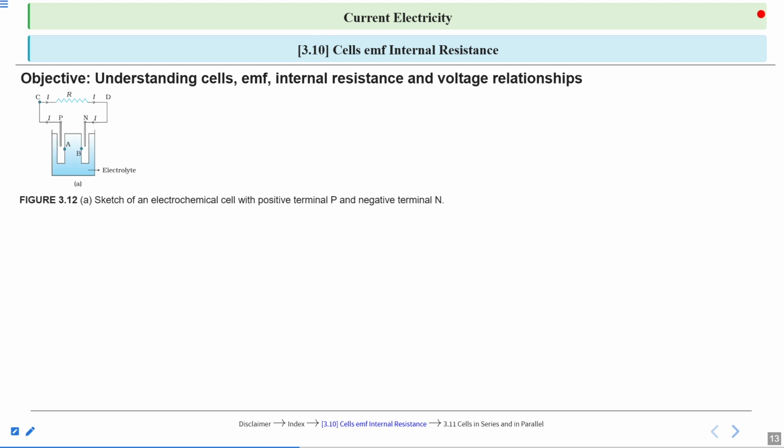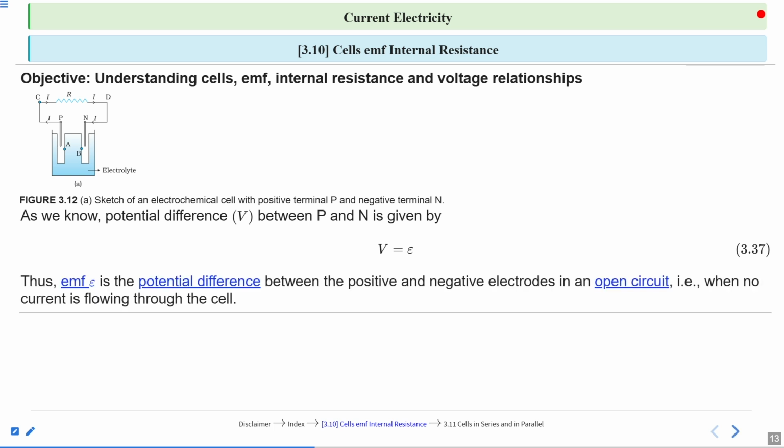So figure 3.12, again, as we know, the potential difference V between P and N is given by V equal to E. That we have just derived: the potential difference is equal to EMF when there is no current being drawn from the cell. This is equation 3.37. Now, EMF E is the potential difference. This is the definition of EMF.